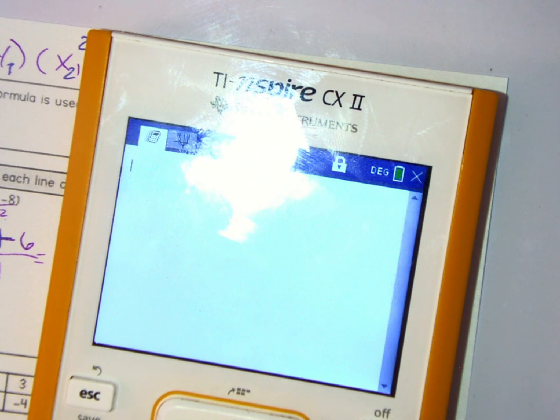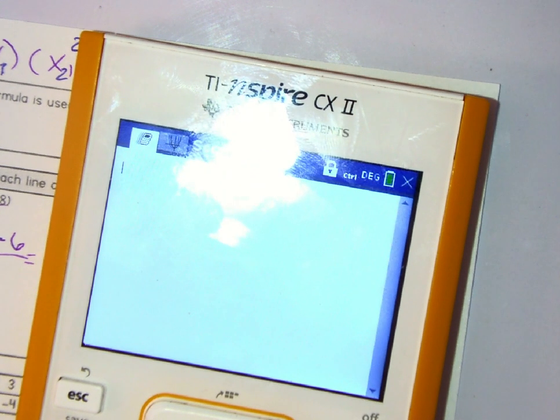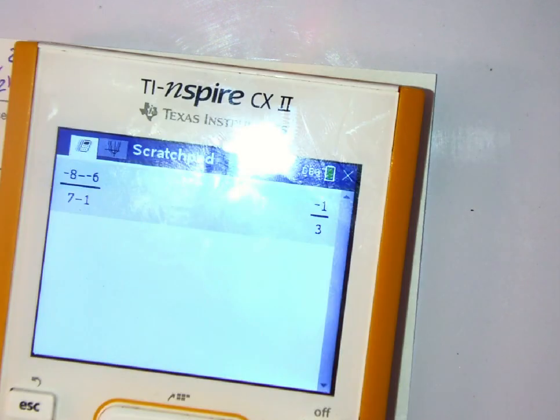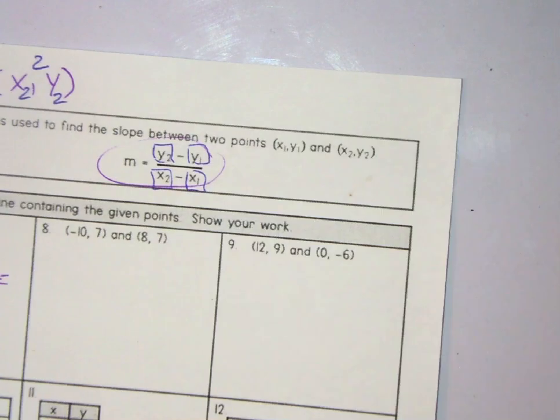So here is control divide to set up the division. Then you're going to do -8. And remember that was minus -6. And then 7 minus 1. Enter. And it gives you the answer immediately. You just got to make sure you type it correctly.